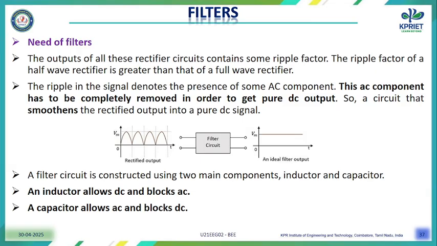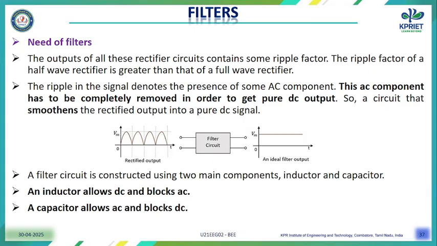The output of all these rectifier circuits contains some ripple factor. The ripple factor of a half-wave rectifier is greater than that of a full-wave rectifier. The ripple in the signal denotes the presence of some AC component. This AC component has to be completely removed in order to get pure DC output. So we need a circuit that smoothens the rectified output into a pure DC signal.